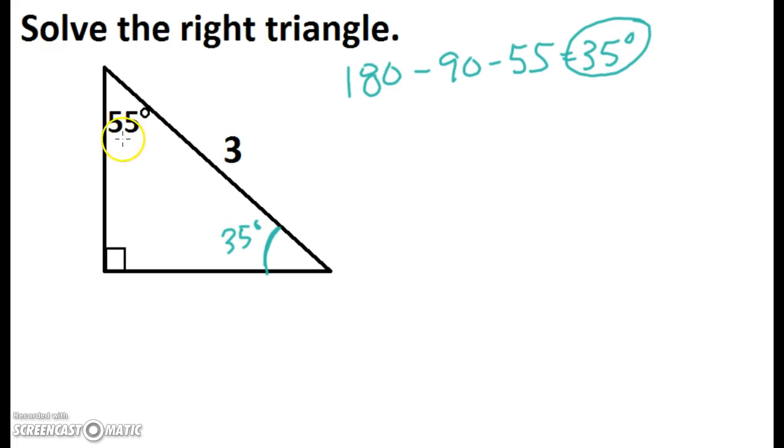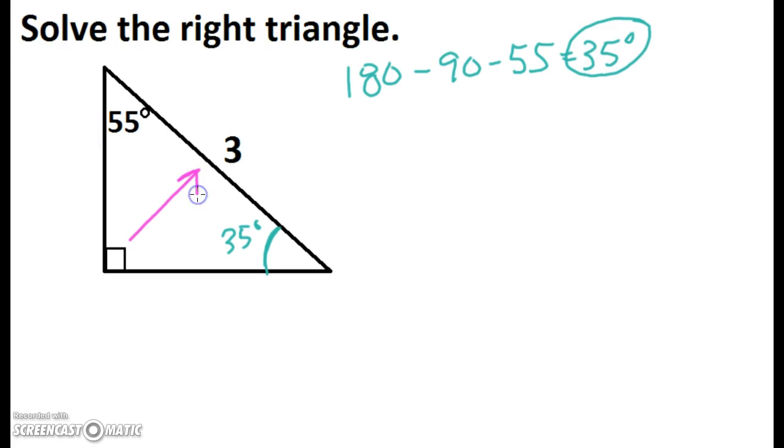We're still missing 2 things. We now have all 3 angles. Now we need to find all 3 sides. So in order to find a side of a right triangle, if you only have one side, you have to use some trig. So let's grab a color and let's label our triangle.